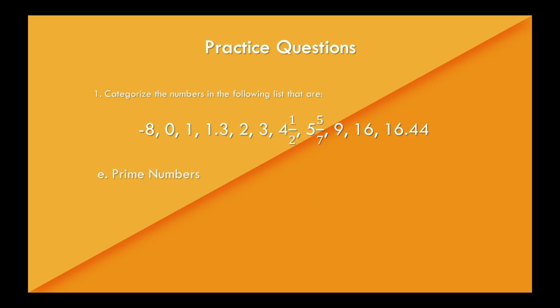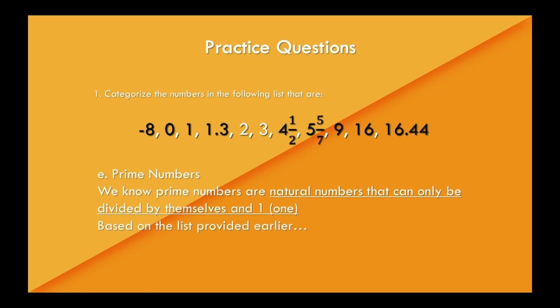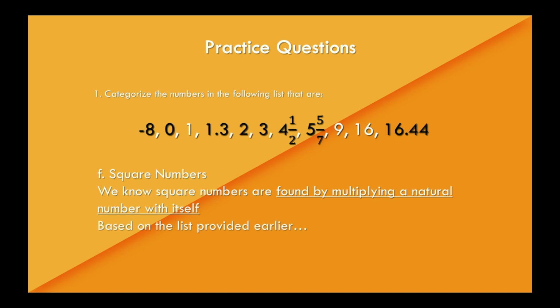Now for prime numbers. We know that prime numbers are natural numbers that can only be divided by themselves and 1. Since we haven't covered the sieve of Eratosthenes, we can just use the list that we got from the previous slide. This tells us that 2 and 3 are the only prime numbers in this list. Now for square numbers. We know square numbers are found by multiplying a natural number with itself. So again, based on the list we used previously, or you could try this yourself, we know that 1, 9, and 16 are the square numbers in this list.